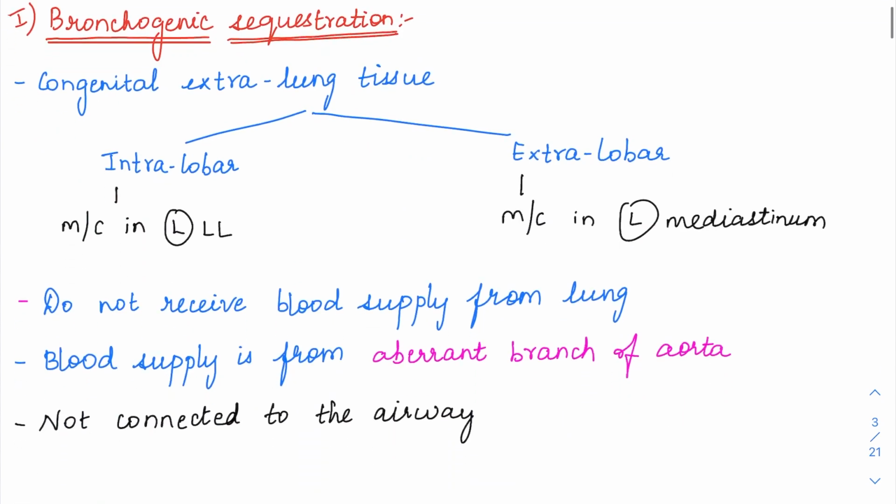Then we'll see about the bronchogenic sequestration. This is the first pathology we'll be seeing. So bronchogenic sequestration is nothing but an extra lung tissue, and this condition is going to be congenital. And there are two types of this sequestration.